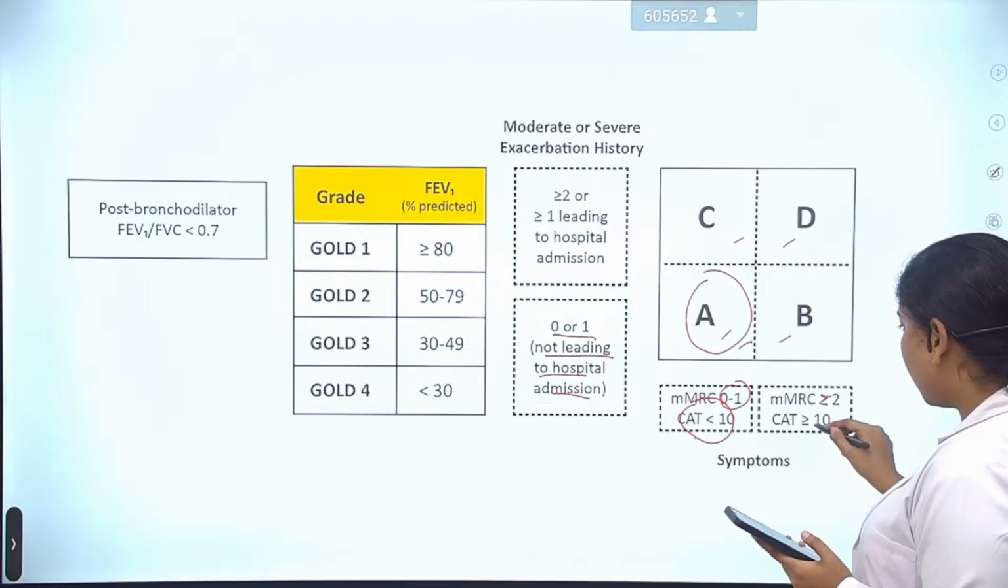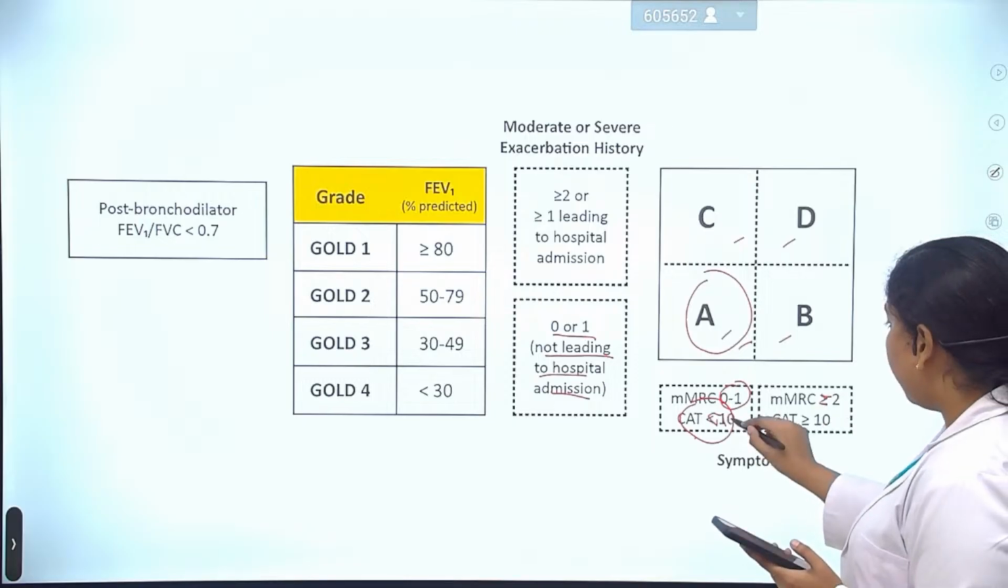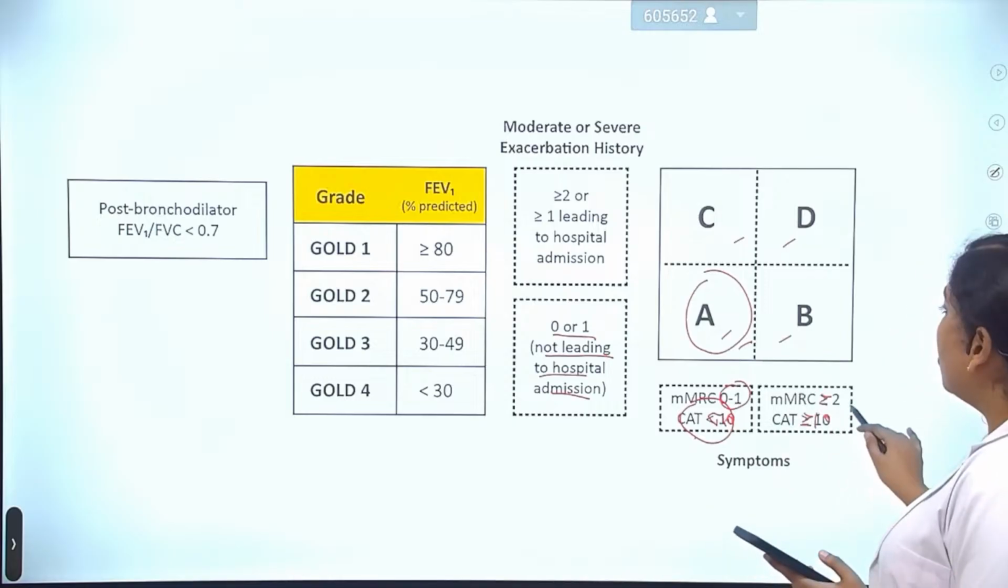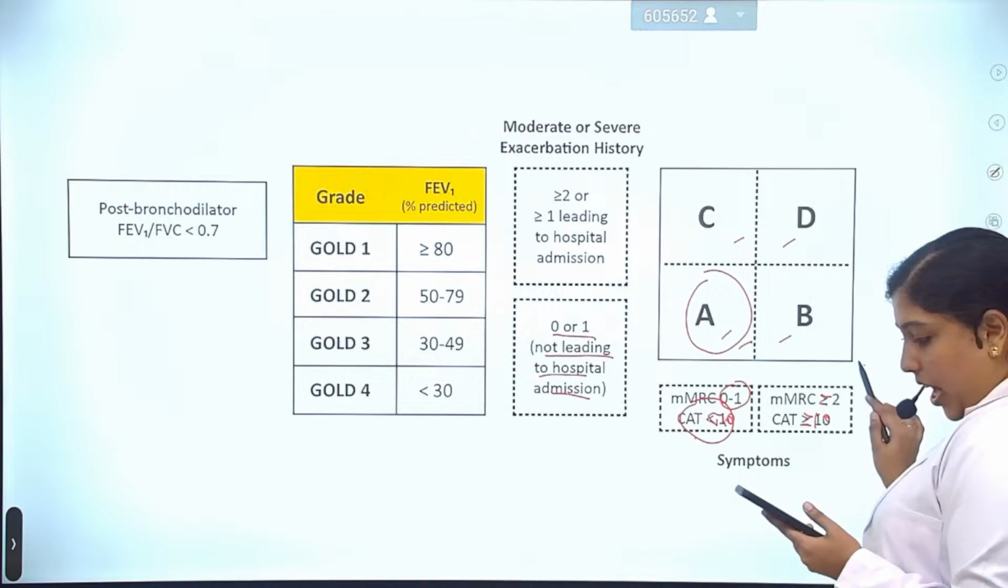Sorry, the CAT is less than 10 here, the CAT is greater than or equal to 10 here, and the patient has not visited the hospital. So they are in the B category. Next we have the C category.